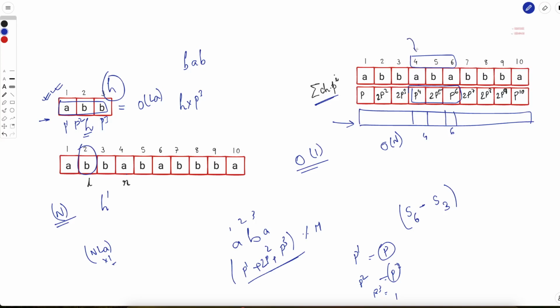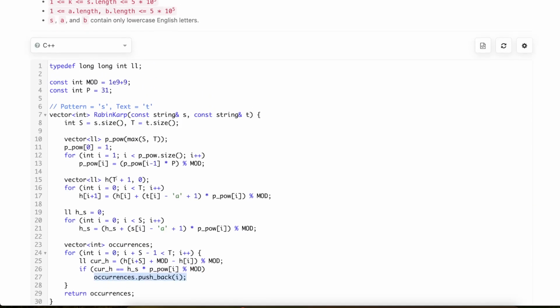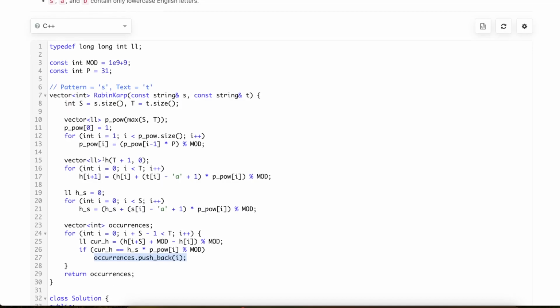So whatever index you are at, you will simply divide this entire thing by p power of that index minus 1. So if you are at index 4, you will divide the entire thing by p power 3. But instead of dividing, we will multiply, so that we don't need to worry about division operators in terms of modulus. So that's where we simply multiply the hash of the string with p power I and take the modulus, and if it matches, we know that there is a match, right? Now this is what the entire solution is.